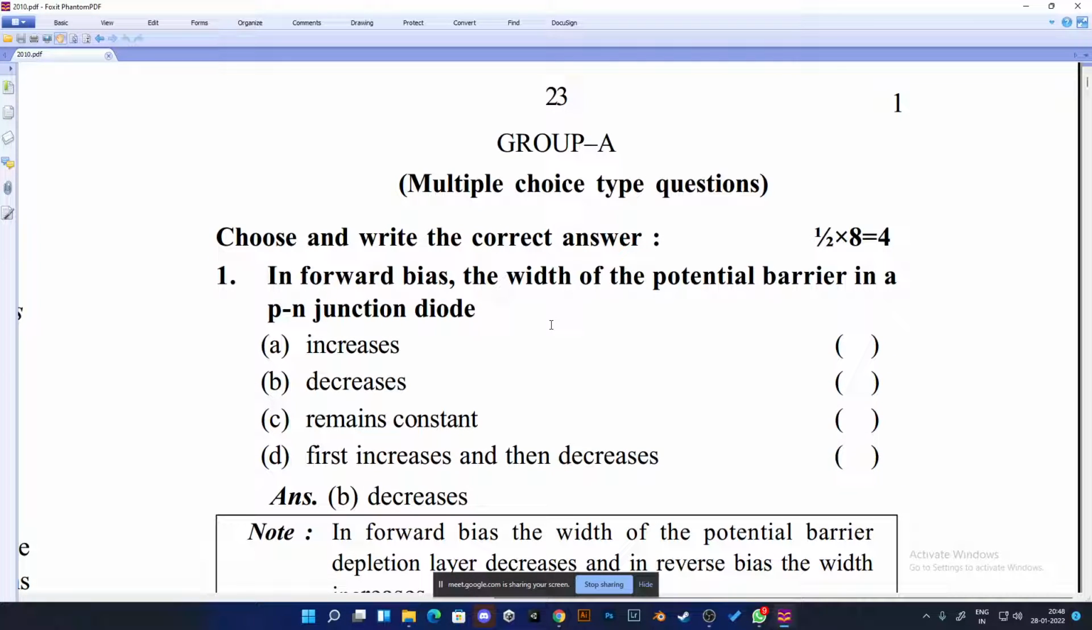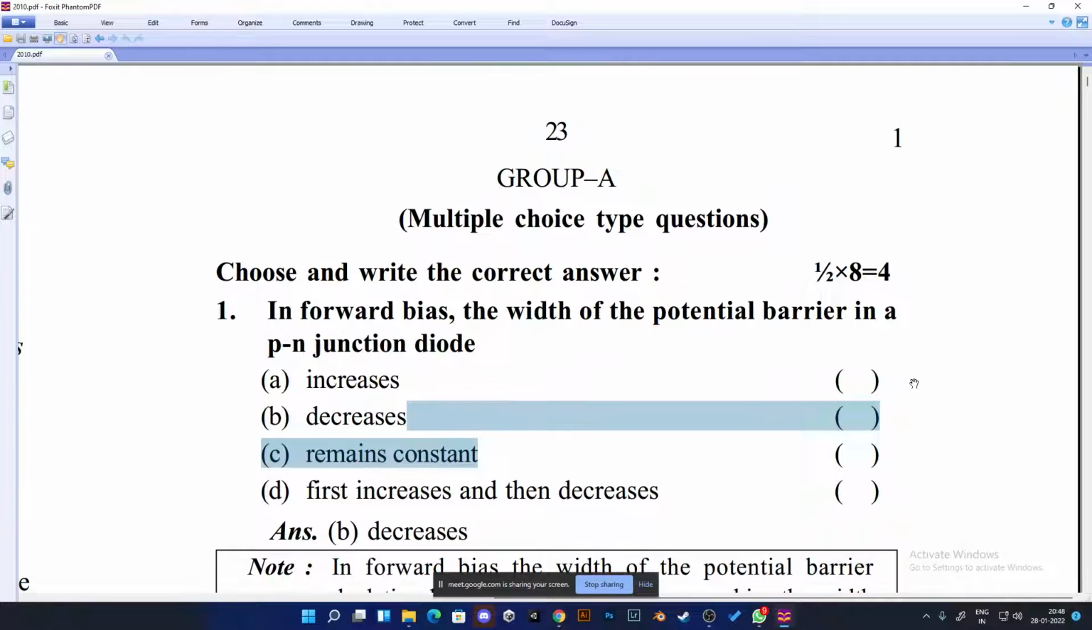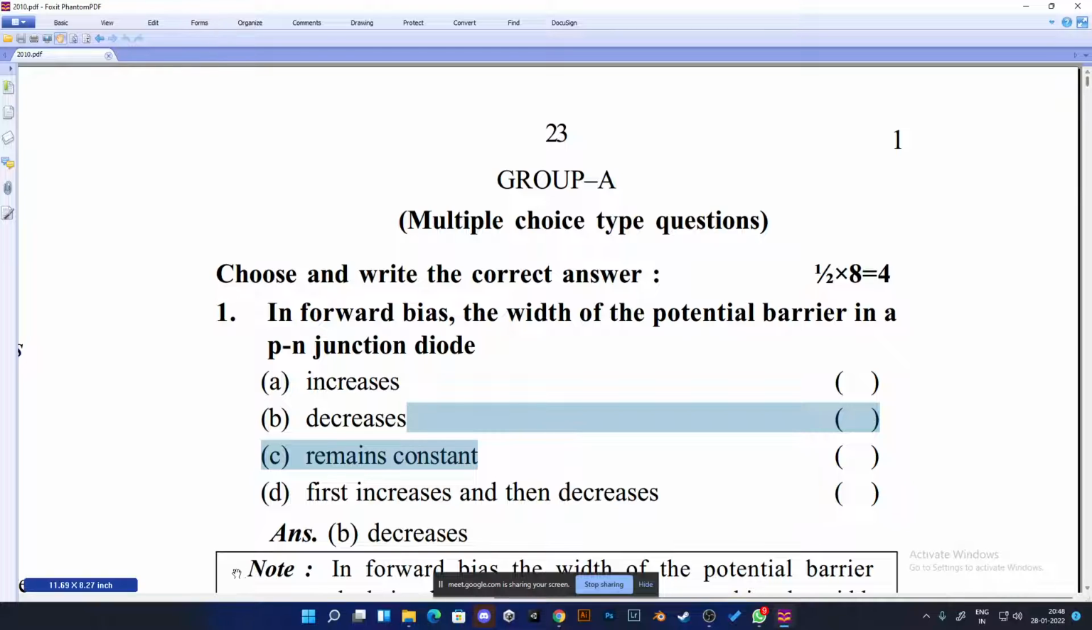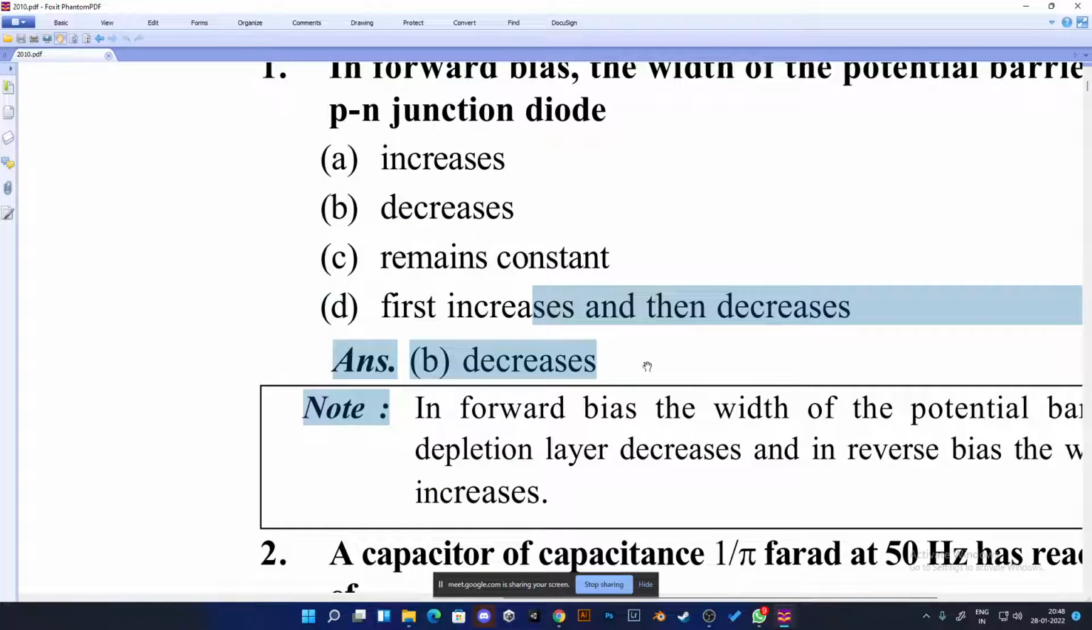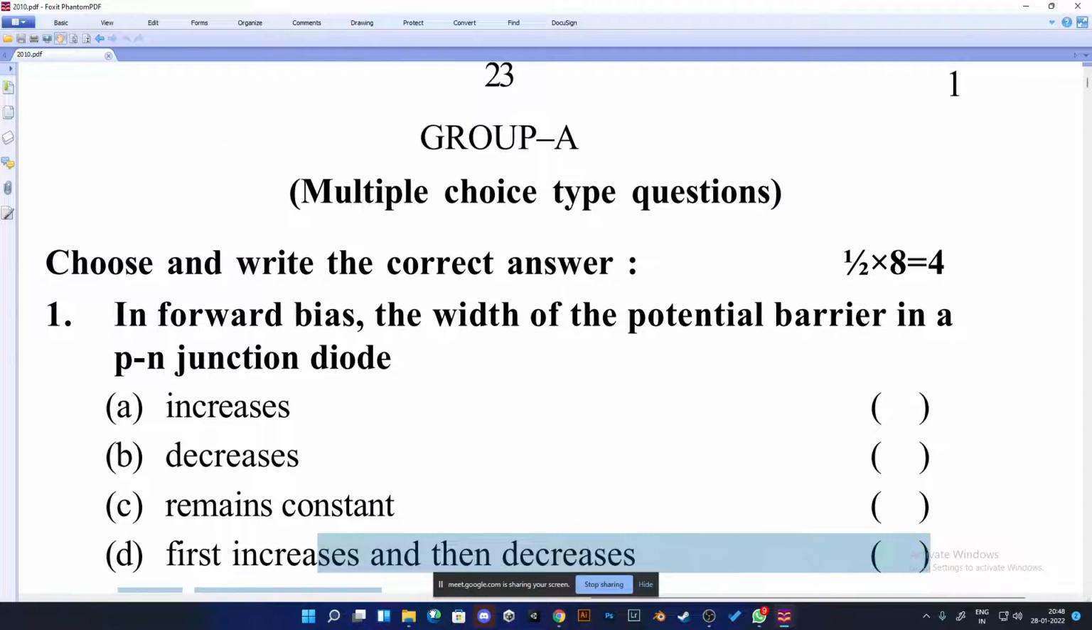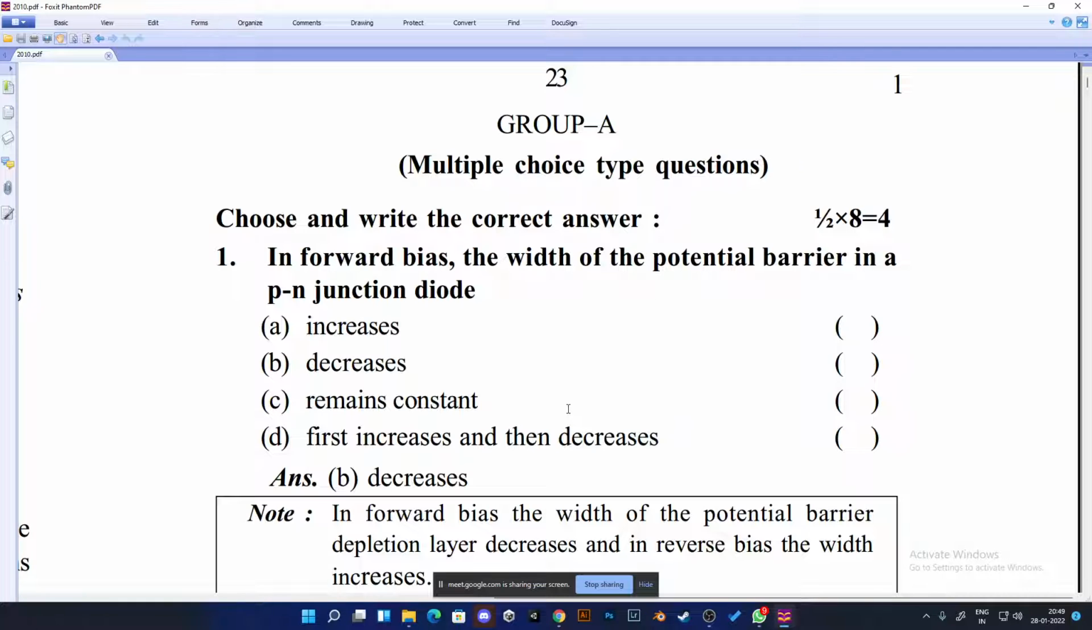Read the question. Very easy. What is the question, guys? In forward biasing, what happens to the width of the potential barrier? The width is big or small? Small. So it decreases. All of you clear with this one? Just check. Half mark question. Easy now, I think. Yes, sir.